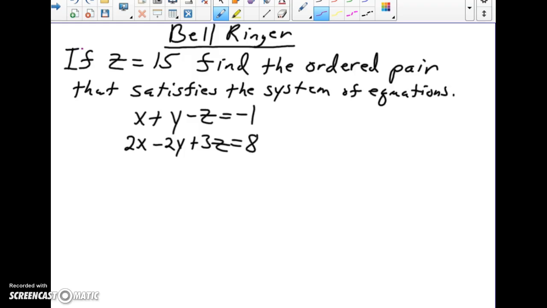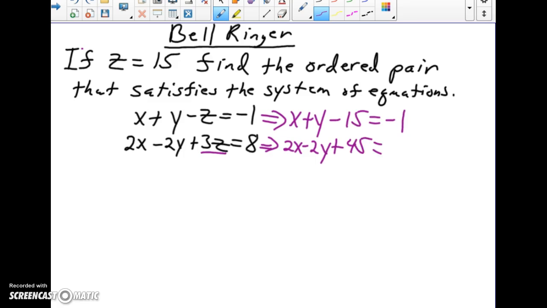All right. So we're going to substitute z equals 15 into this, right? Okay, so you would get x plus y minus 15. That goes in for z, right? Equals -1. So you do it for that equation, and you also do it for the other equation, right? So you get 2x minus 2y plus 3 times z, which is how much? 45, right? Plus 45 equals 8. Okay? Is everybody good so far?